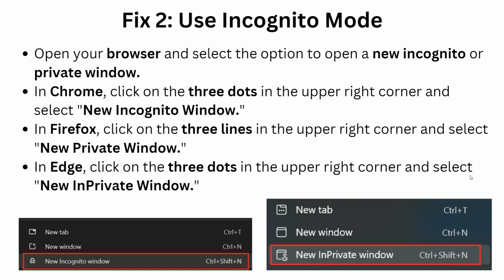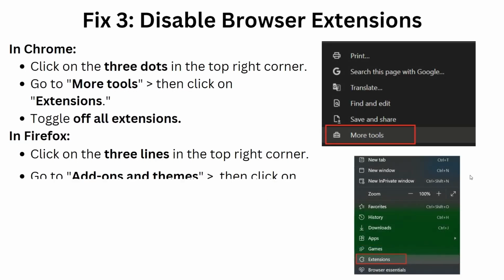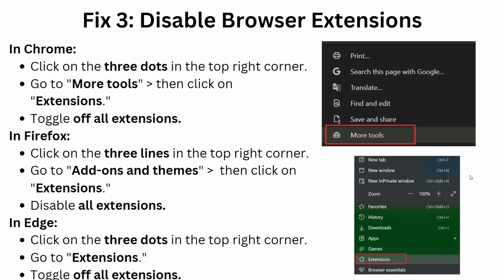So for Firefox, it is new private window, and for Chrome, you can see new incognito window. And now the fix 3 is to disable browser extensions. It's the same process for all of the browsers.